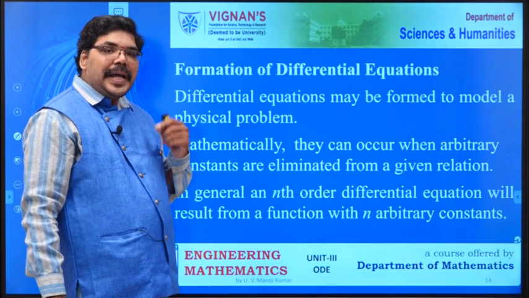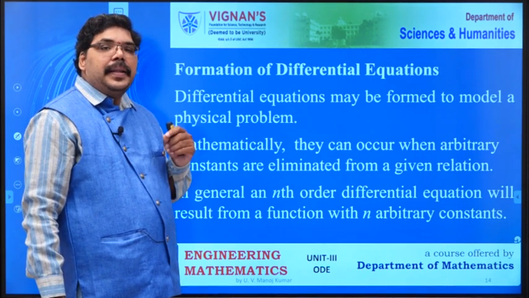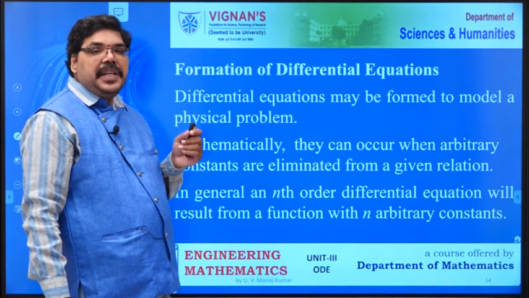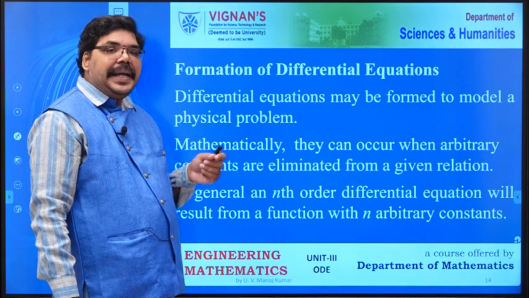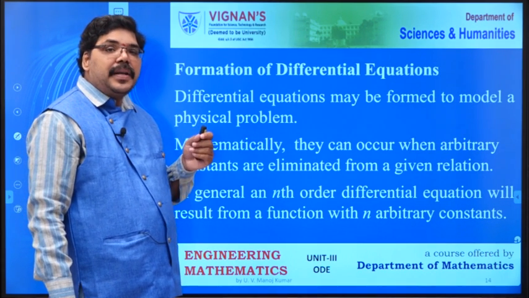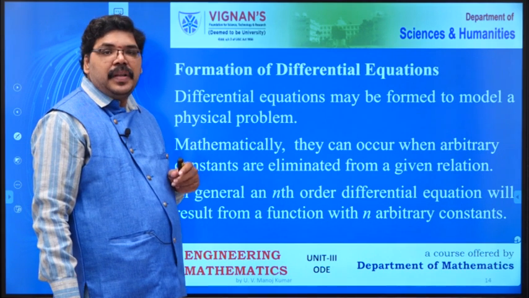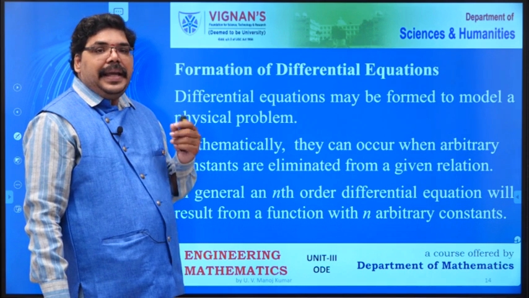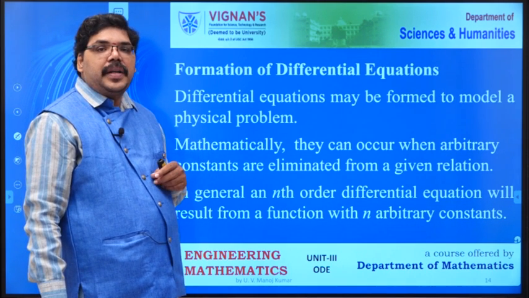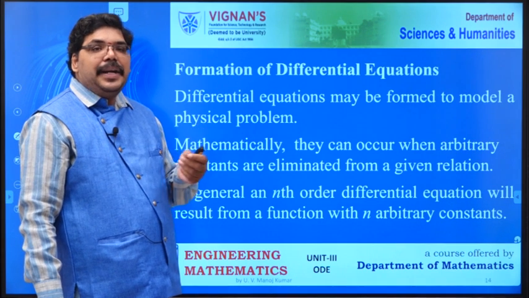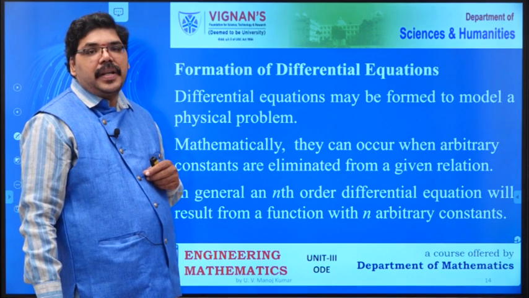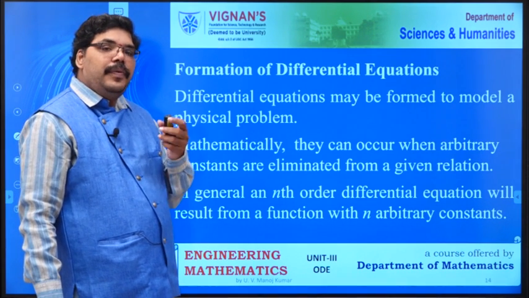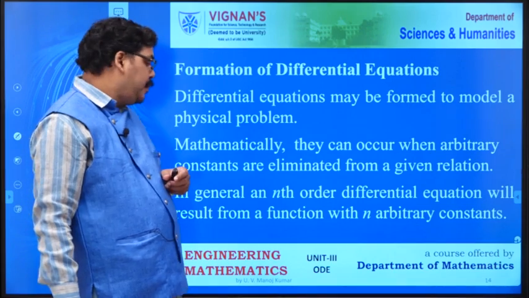Mathematically, a differential equation will be obtained by eliminating arbitrary constants from the given expression, from the given relation. If I am given an expression involving two arbitrary constants, I will try to eliminate these two arbitrary constants, and in this process of elimination of arbitrary constants, we will form a differential equation.